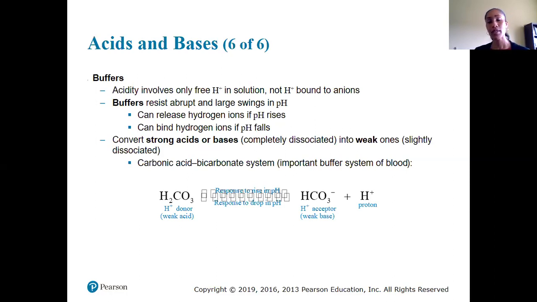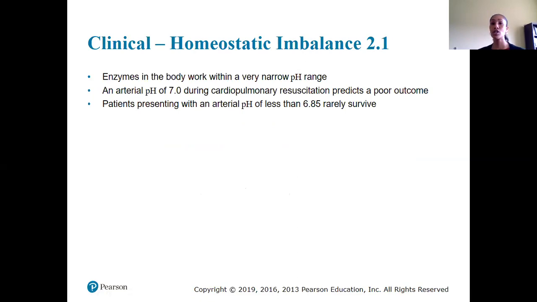In the body, our most common buffer is going to be our bicarbonate ions, and we see that reaction right here. So we take carbonic acid, and carbonic acid, when it's formed in the body, is very unstable, so it completely breaks apart. So here is carbonic acid. Because it's so unstable, as soon as we form it, it breaks apart, and we form as products bicarbonate ions.